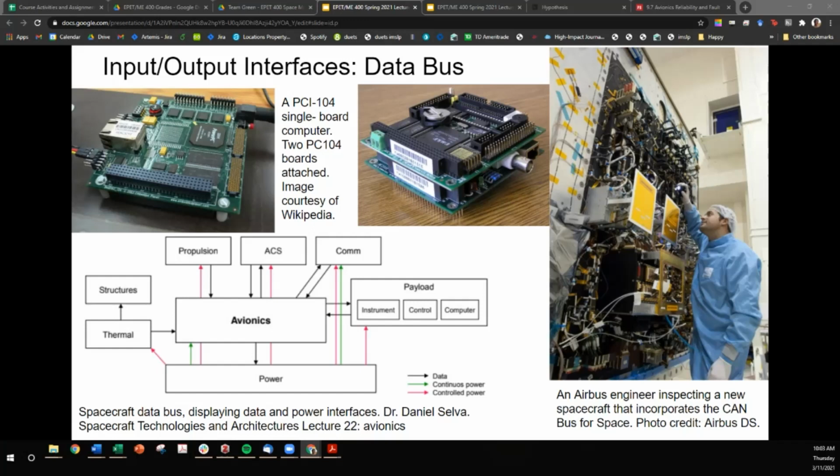There are other data buses that exist. For example, this engineer is looking at a CAN bus, where this large board, somewhere on there, is also the same pipeline, but in a different physical form.